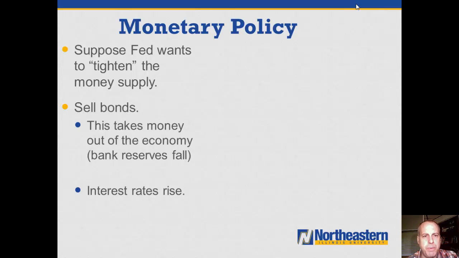So how does it work? Suppose the Fed wants to tighten the money supply. How do they do this? They sell bonds. Selling bonds takes the money out of the economy, and bank reserves fall and interest rates rise.